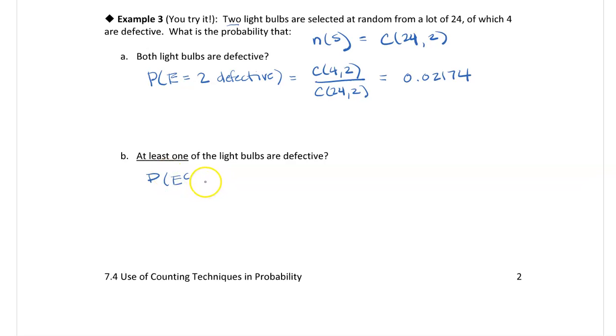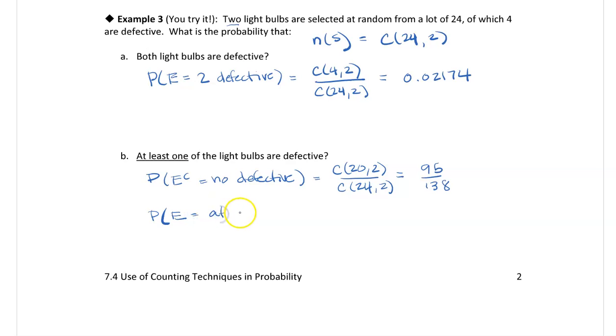So the complement of at least 1 is no defective bulbs. So we have 20 bulbs that are not defective. We want to choose 2 of them. And the total number of ways to choose the light bulbs is 24 choose 2. So we end up with 95 out of 138. I just did that by writing it all out and canceling factors, so I didn't actually calculate what that is as a decimal. But I don't need the number of ways to choose no defective light bulbs. I actually want the event that we have at least 1 defective.